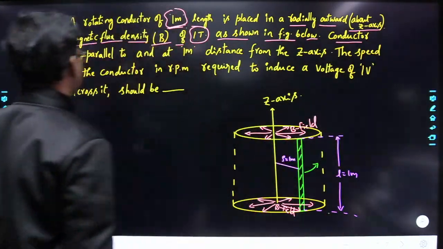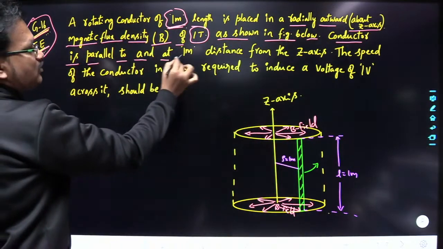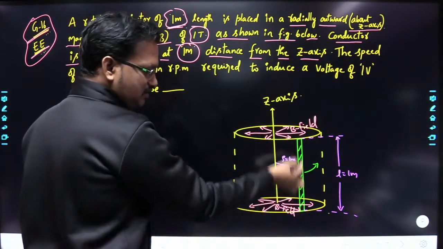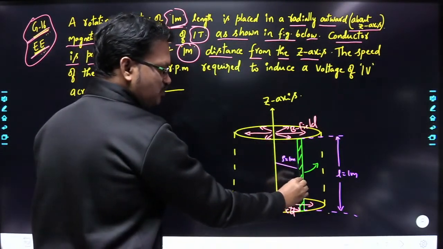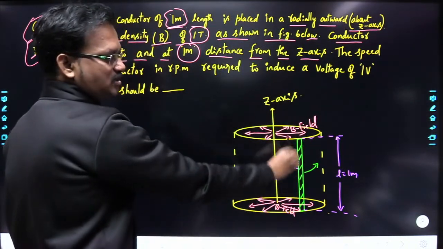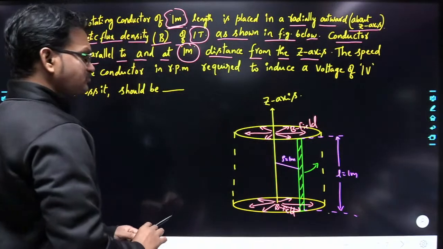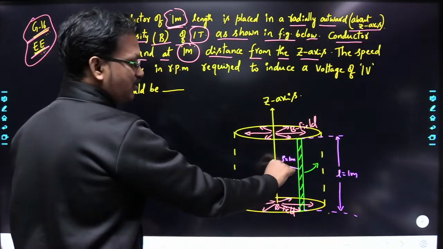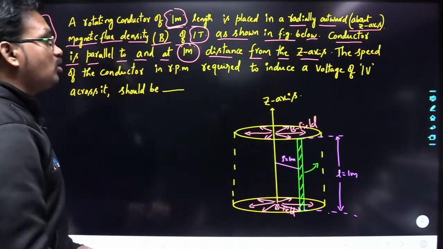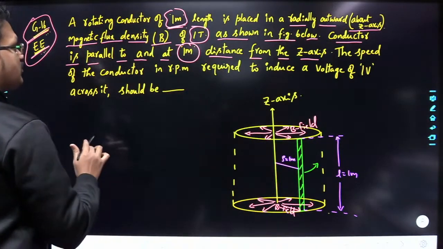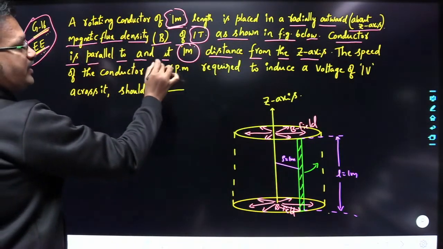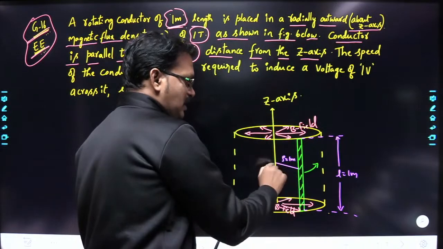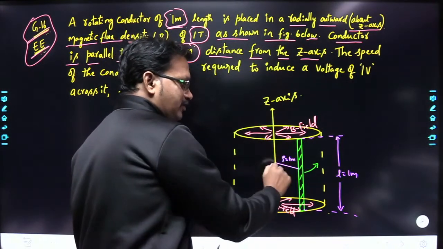The conductor is parallel to and at 1 meter distance from the z-axis. This is the conducting bar here. It is placed along the z-axis, at a radial or normal distance of rho equal to 1 meter. So this conductor is parallel to the z-axis and is at a distance of 1 meter from the z-axis.